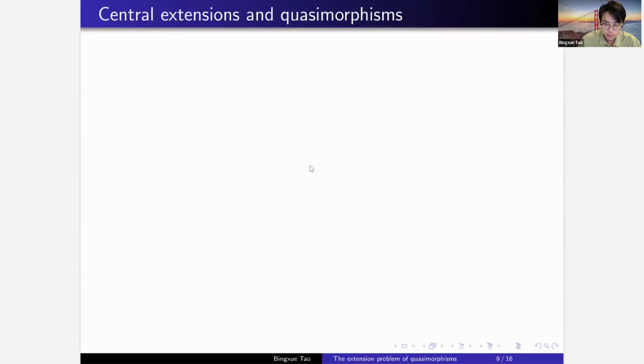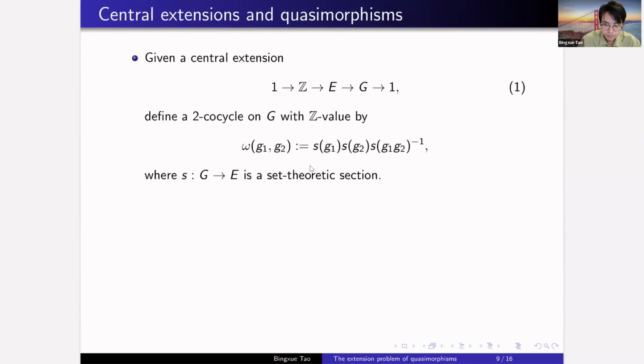So first we want to introduce this. Let's start from the central extensions. Let this be a central extension, and we can define a cocycle on G, omega of g1, g2, to be s(g1) s(g2) s(g1 g2) inverse. Here s is any set theoretic section from G to E.